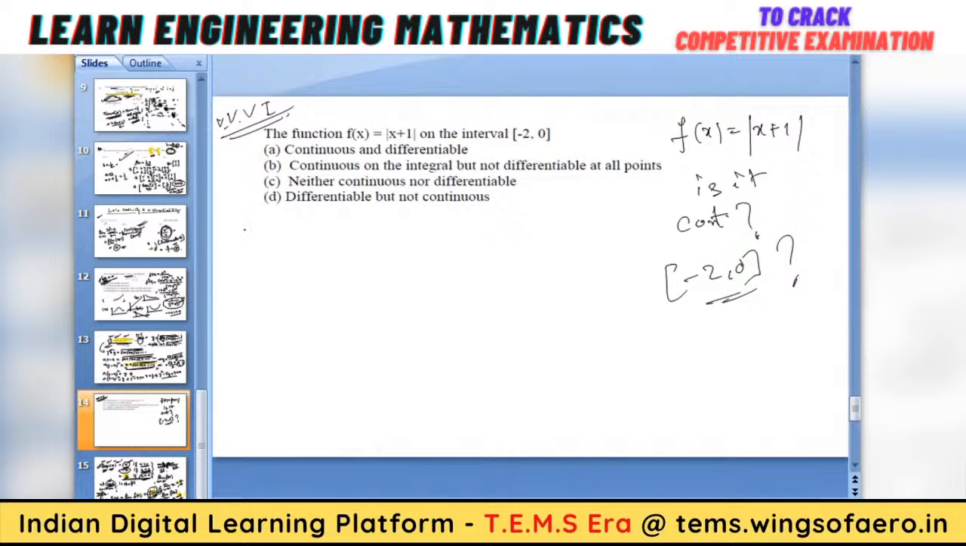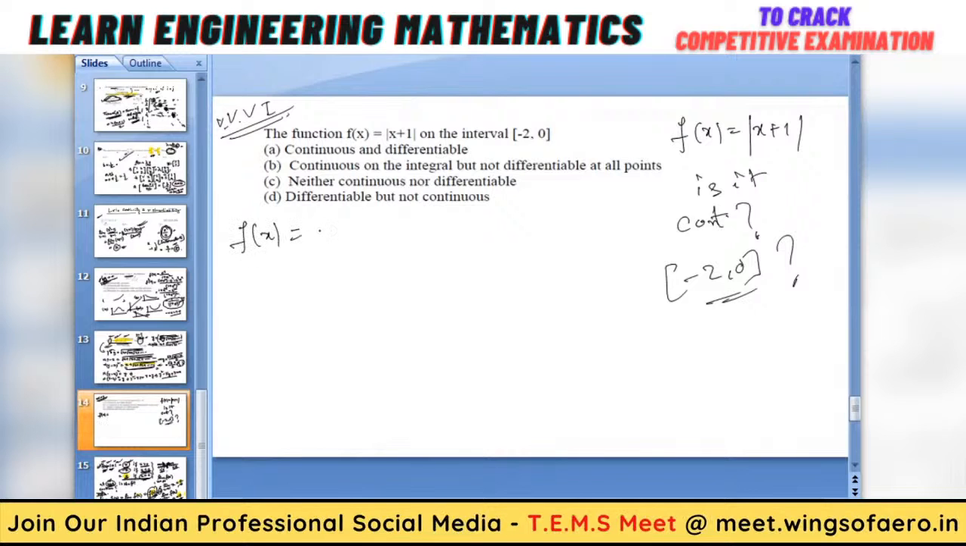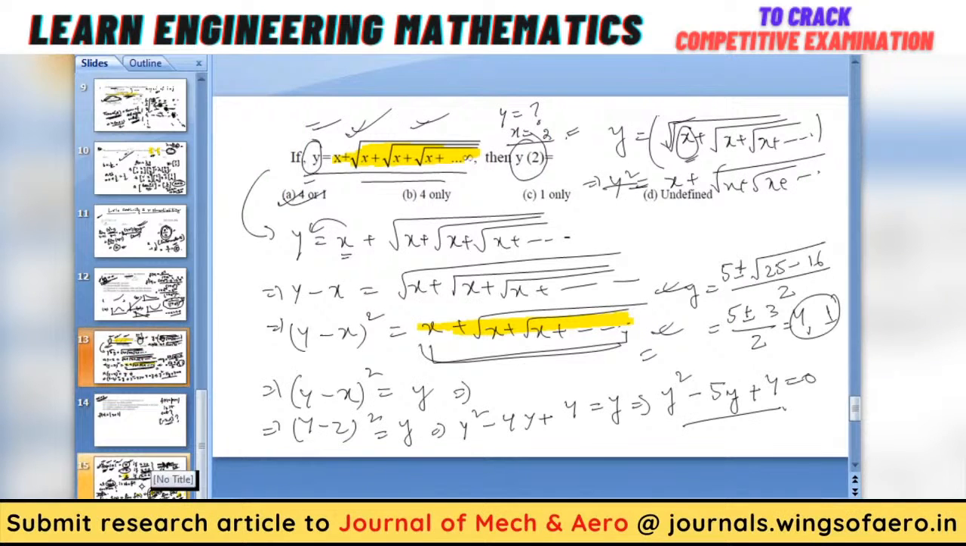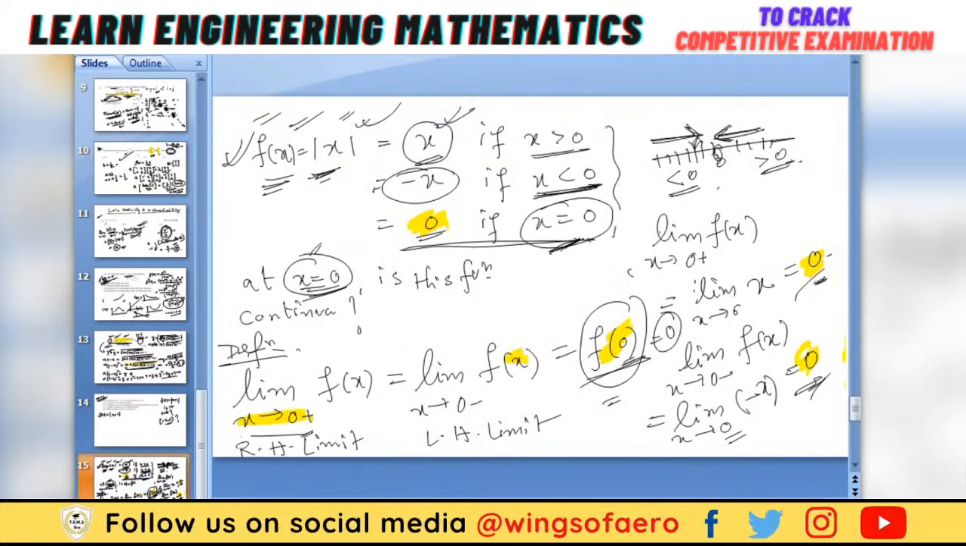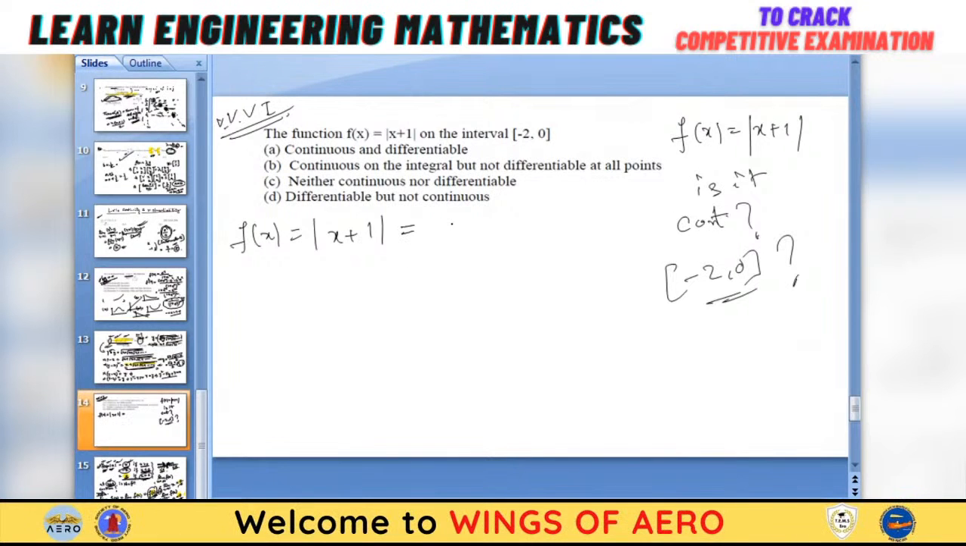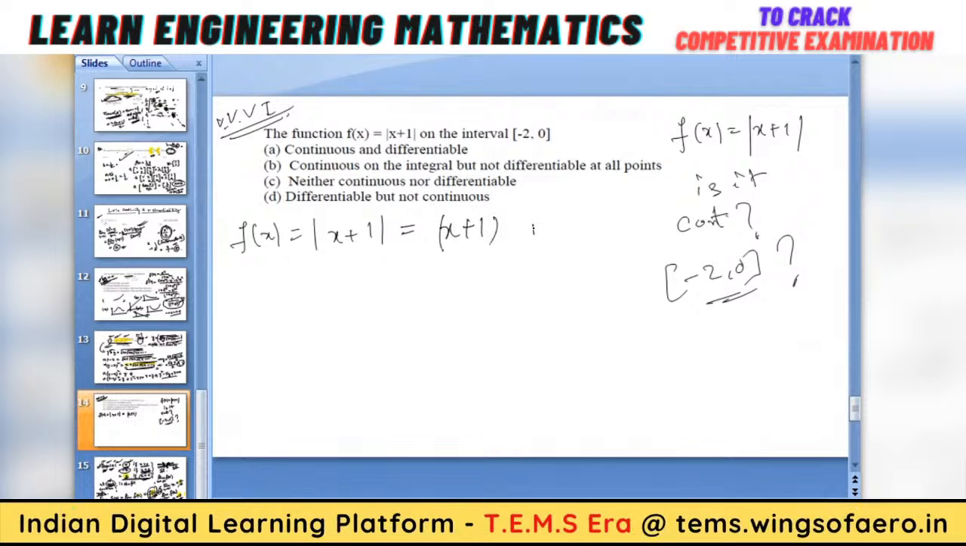First write down the definition. f(x) equal to mod of x plus 1. Just according to mod x, I already told you the definition of mod x. According to that, you write down the definition first. Mod of x plus 1 equal to x plus 1, that is plus of x plus 1, if x plus 1 is greater than 0.